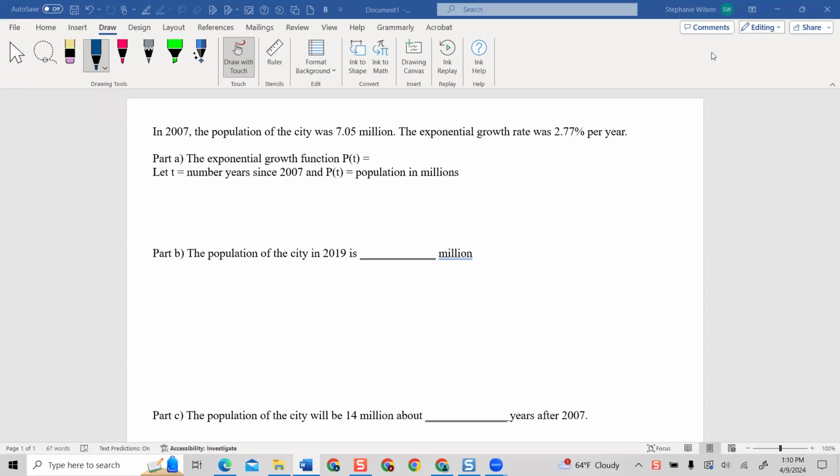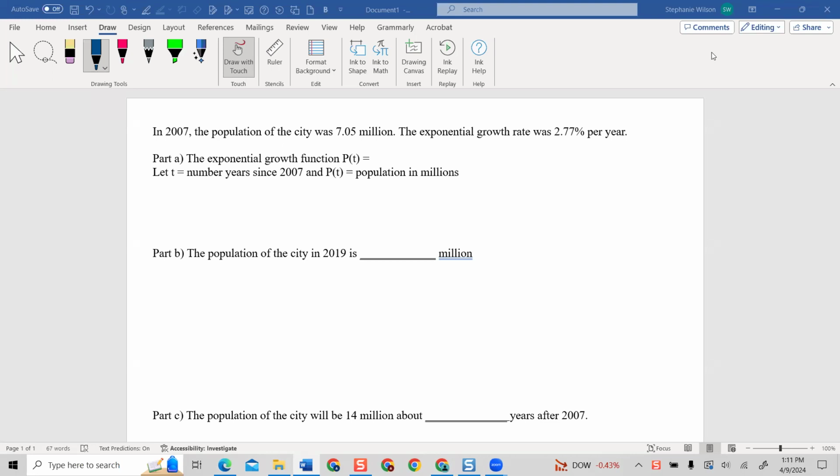Hello. So let's solve this application problem. This application problem is talking about an exponential growth rate. It says in a specific city in the year of 2012, they had around 7.05 million people. And they said this rate is at 2.77% per year.